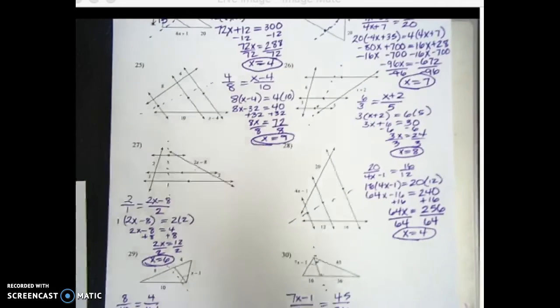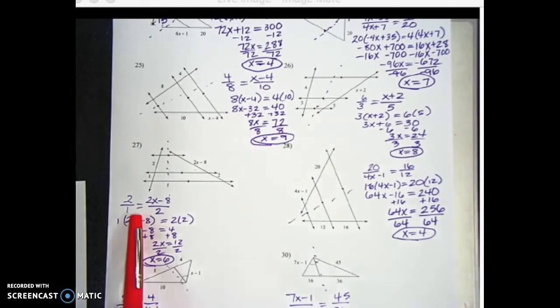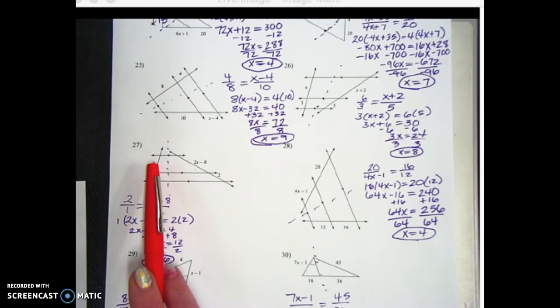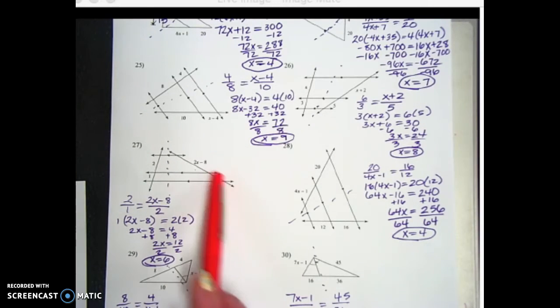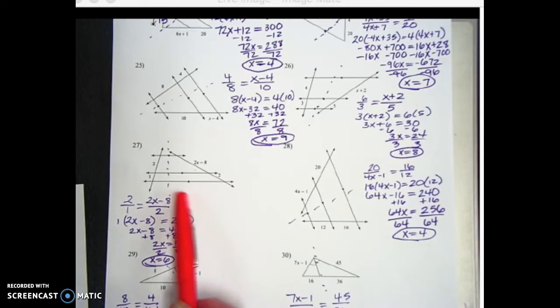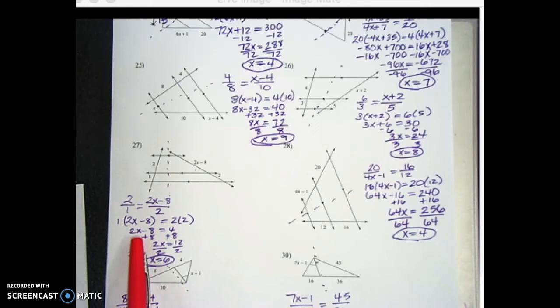Jumping down to 27. So I drew another imaginary line down the middle and set up my proportion. Top to bottom, numerator to denominator, left side and right side. So I just set it up exactly the way it comes on your parallel lines. And then you do your cross product. Anytime you multiply by 1, you just get what you multiply by. And then on the right, 2 times 2 is 4. Add 8 to both sides, divide both sides by 2, you should get x equals 6.